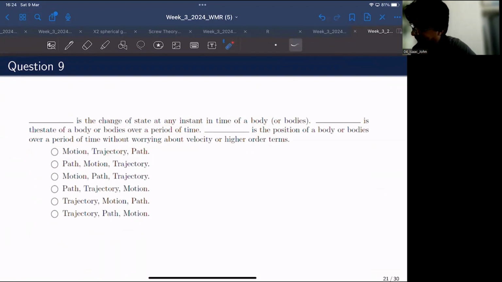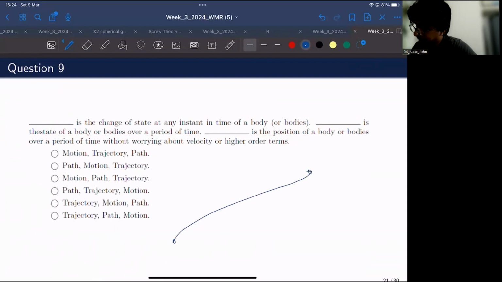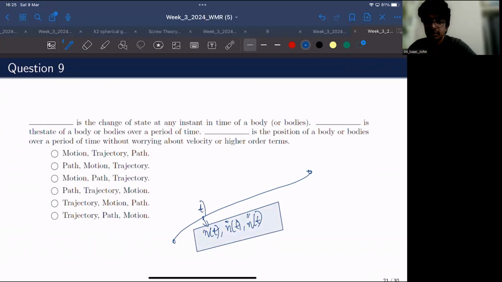We'll go with the easiest statement. I think the easiest should be statement 2. Dash is the position of body or bodies over a period of time. Sorry, I think that is the third. We'll go with the second. Dash is the state of the body or bodies over a period of time. That basically means we should know the state of the body, whether it is position, at a time t, we should be aware of its position, its velocity, and its acceleration. This entire specification of position, velocity, and acceleration would give you the specification of the body at a particular instant of time.